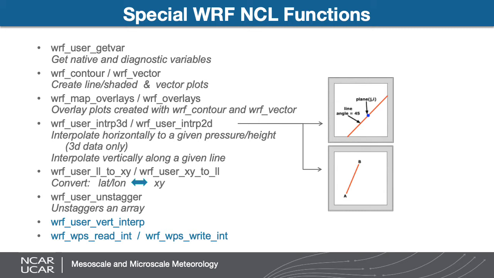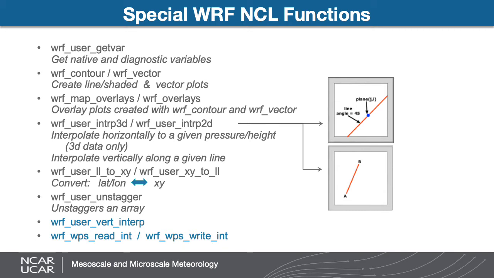Another really useful function is WRF user LL2IJ, or LL to XY. That stands for latitude and longitude to XY, which is a specific grid point in your domain. With this function, you can just type in a latitude and longitude and it'll give you that grid point. And we also have the other way around, XY to LL. We also have WRF user unstagger, which will unstagger an array such as your winds. And then we also have a newer vertical interpolation routine or function called WRF user vert interp, and I will show some detailed examples of that later.